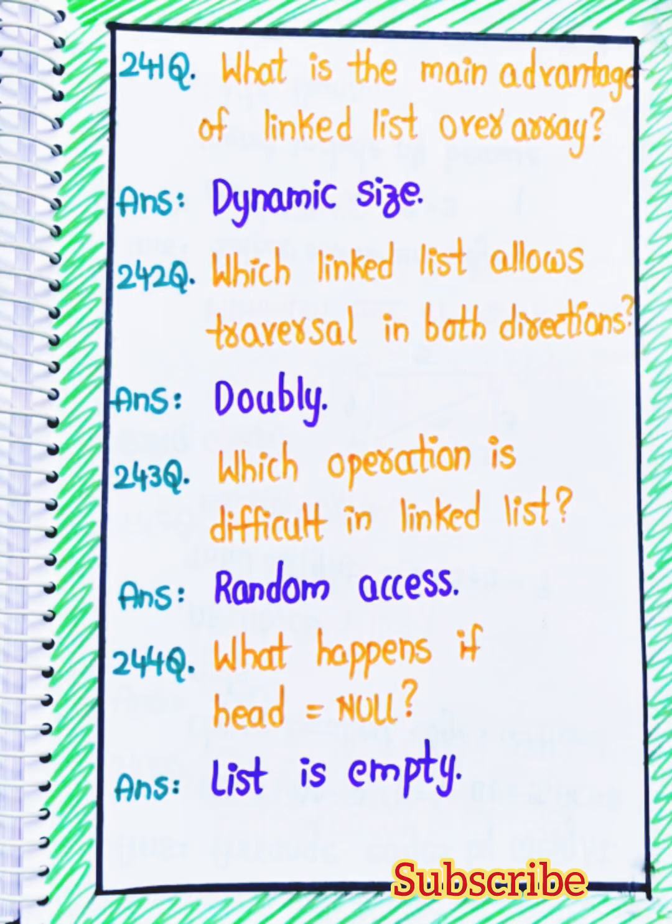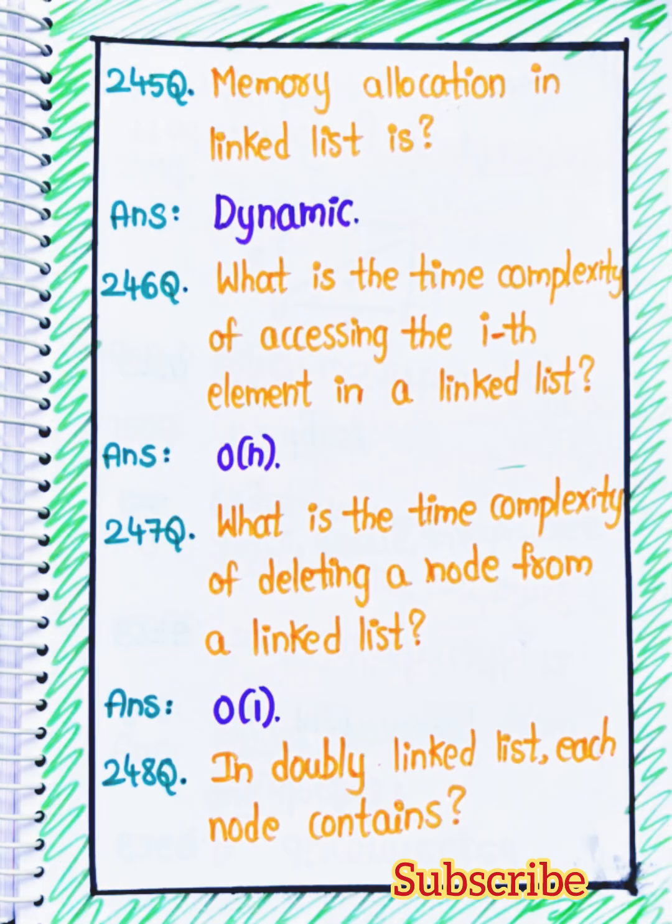Which pointer stores the address of the first node? Head. What is the main advantage of linked list over array? Dynamic size. Next question, which linked list allows traversal in both directions? Double. Which operation is difficult in linked list? Random access. Next question, what happens if head equal to null? List is empty.